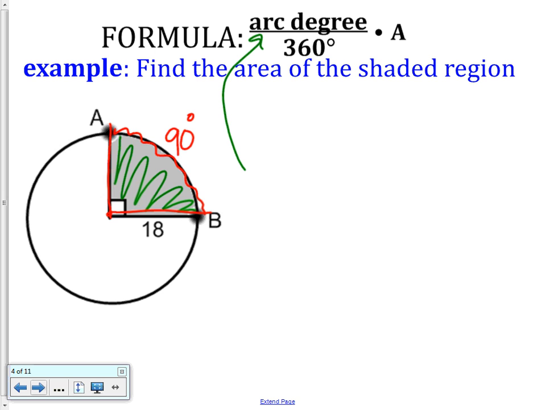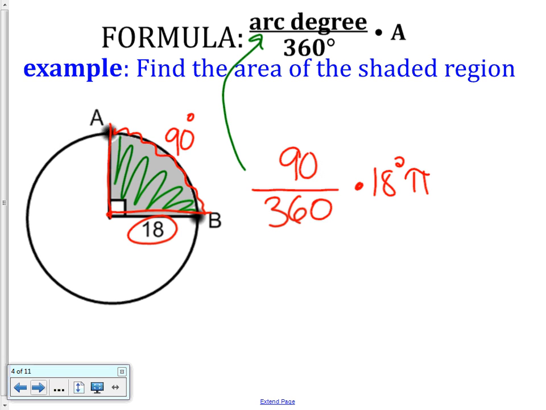All right, and then I see that my radius is 18. So when I plug it in, it's going to be the arc degree divided by 360 times the area. Well, area is going to be 18 squared pi. All right, so I'm going to go ahead and do 90 over 360. That reduces to 1 over 4 times 324 pi.